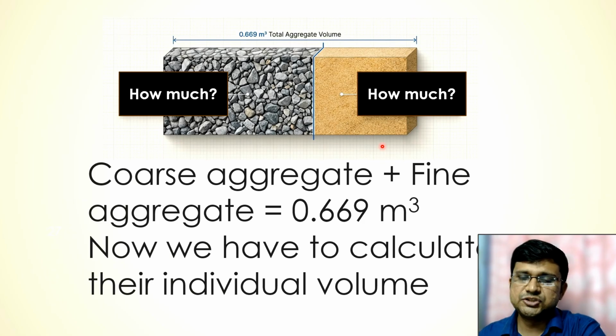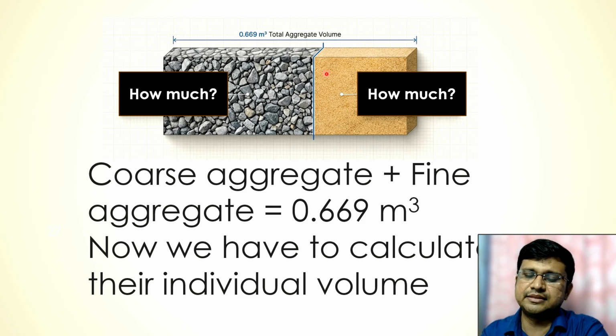So 0.669 meter cube is the volume of all in aggregate. Now there will be some amount of coarse aggregate and there will be some amount of fine aggregate. Now how much amount will be taken by coarse aggregate and how much amount will be taken by the fine aggregate, that we have to calculate.